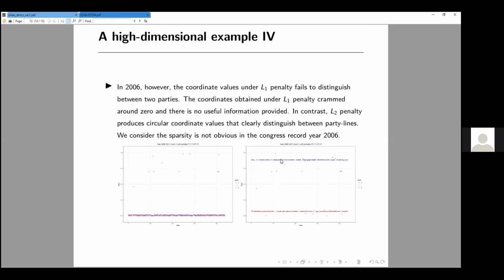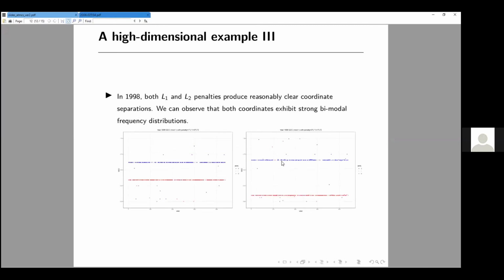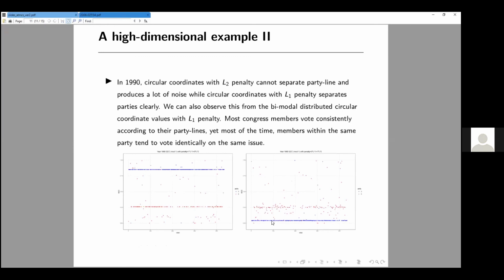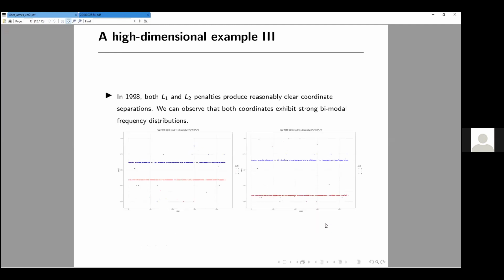And if we look back to our analysis here, if there is no sparsity, that means the L2 will separate the voters by party as well. That also means that the Congress might have more polarized opinions in a more recent year compared to 1990. So it's interesting to see the evolution of the dynamics through the Congress voting record data set.